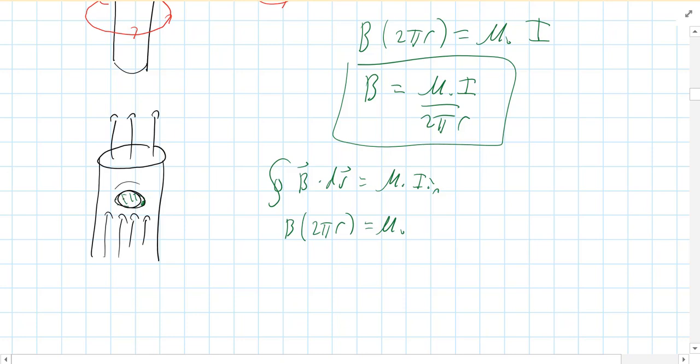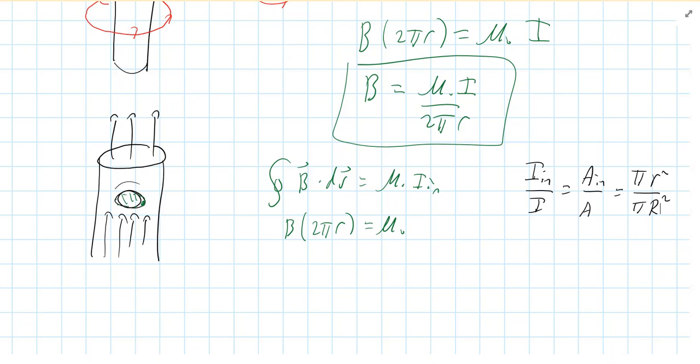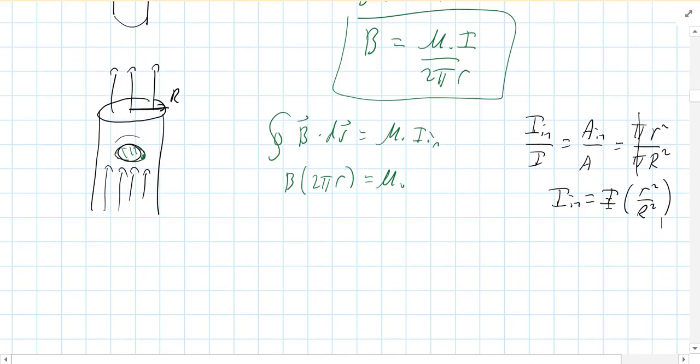Well, it's going to be proportional to the area of the loop. So I in over the total current is going to be the area in divided by the total area, which is pi little r squared over pi times whatever the wire's radius is squared. I should write that down. We'll make this the radius of the wire. That's a constant. And of course, the pi's drop out. So you get I in equal to the total current times the ratio of the radii squared. This is the I in we put over here: I times the radius we're at squared divided by the radius of the wire squared.